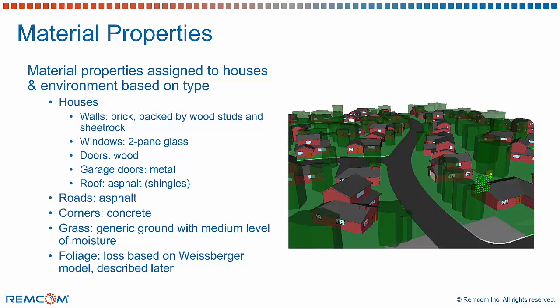Then for the environment, the roads are assumed to be made of asphalt. The street corners that we can see a couple of are concrete. The grass is set to properties of a generic ground with a medium level of moisture, sort of an average level of moisture in the ground. And then we have a whole series of foliage volumes that are used to represent trees and bushes throughout the scene. These will be modeled based on a model called the Weissberger model that we'll describe a little bit later.